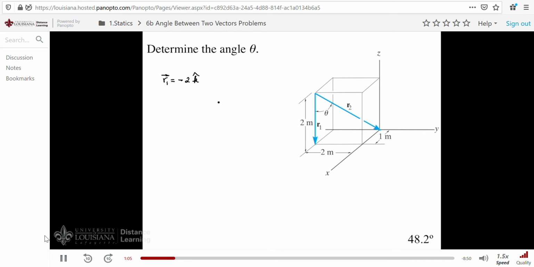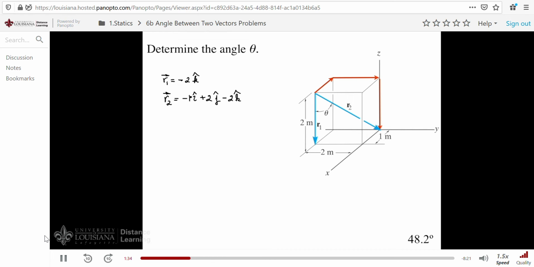Now let's look at r2. It has components along the x-axis, the y-axis, and the z-axis. If I write it out, it'll equal minus 1i. We have plus 2j. And finally, minus 2k.